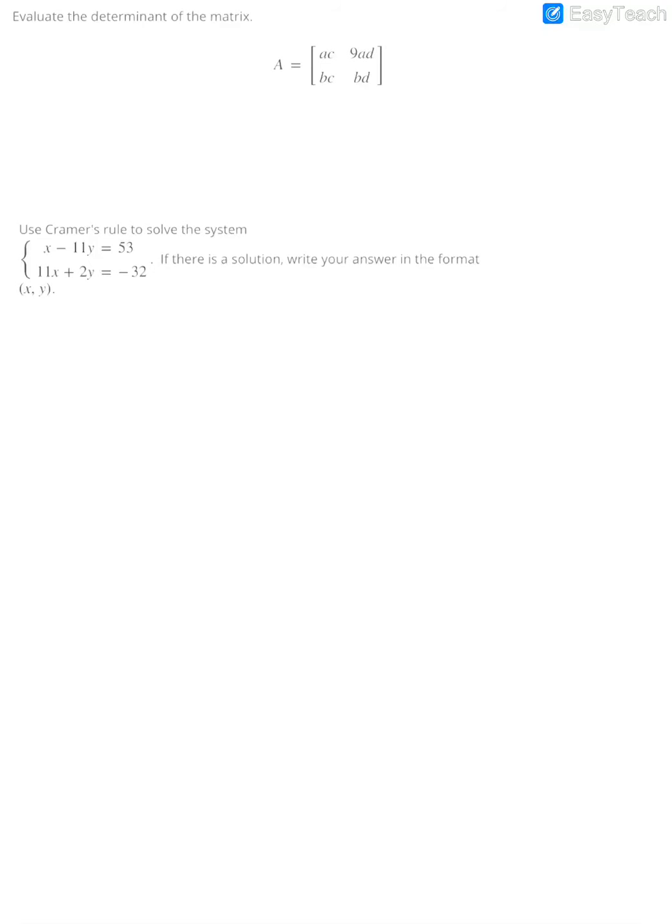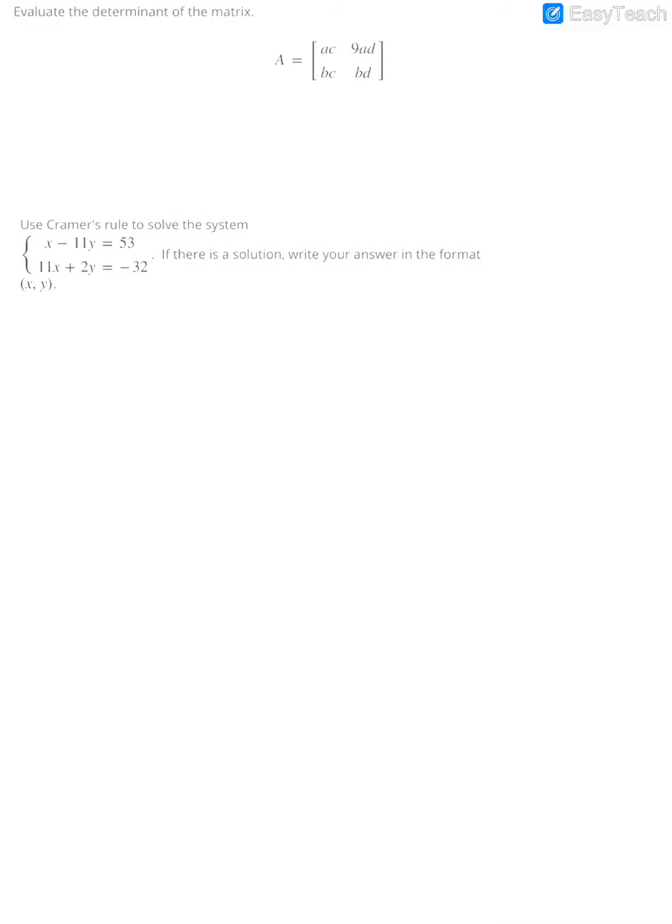In this particular video, we are going to learn how to evaluate the determinant of a matrix and then use something called Cramer's rule in order to solve a system. So looking at this first particular problem, we are being asked to evaluate the determinant of a matrix. Now, the notation for a determinant looks like absolute value symbols, but it actually means determinant. So when you see those symbols around a capital letter, that's saying take the determinant of that matrix.